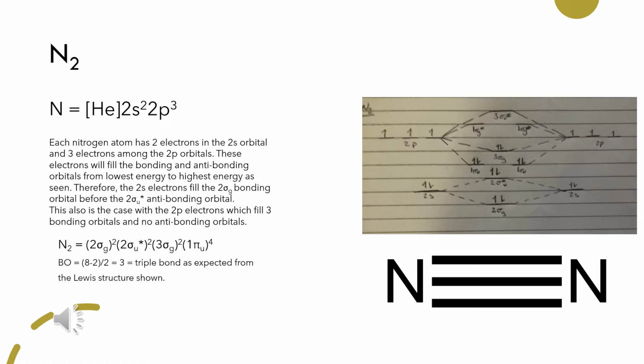Since each nitrogen also has 3 2p electrons, the bonding orbitals get filled first, as they are lower in energy than the corresponding antibonding orbitals. This means that we get one 3 sigma orbital filled and two 1 pi orbitals filled, with none of the antibonding orbitals filled. This gives us the electron configuration 2 sigma g squared, 2 sigma u star squared, 3 sigma g squared, 1 pi u to the power 4, and the bond order as shown in the calculation.